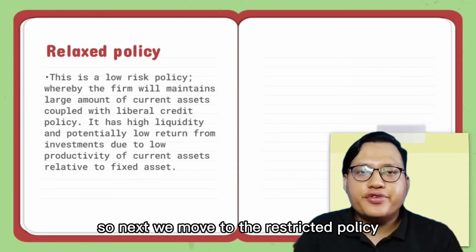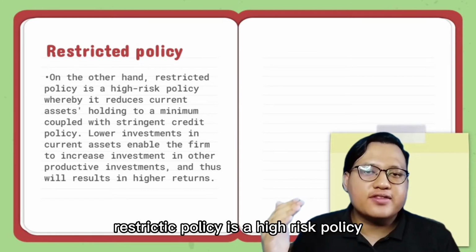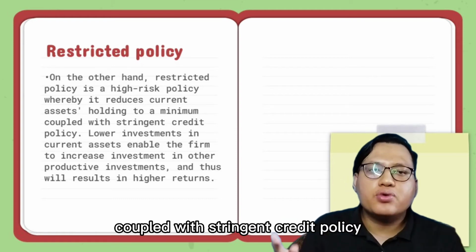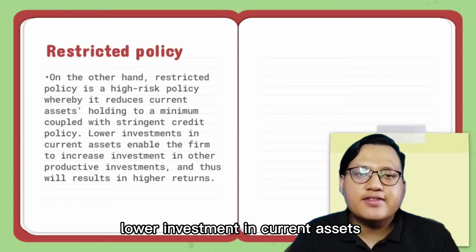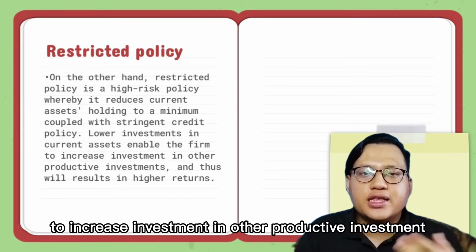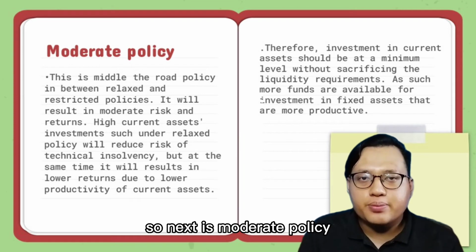So next, we move to the restricted policy. On the other hand, restricted policy is a high-risk policy whereby it reduces current assets holding to a minimum, coupled with stringent credit policy. Lower investment in current assets enables the firm to increase investment in other productive investments and thus will result in higher returns. So next is moderate policy.